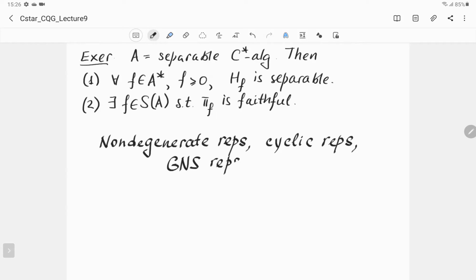In particular, we get that every separable C-star algebra is isomorphic to some subalgebra of bounded operators on a usual little l2 space. Yes? Yeah, exactly. H_F is separable, so it is isomorphic to a little L2, and A is isomorphic to a closed star subalgebra of B of L2.